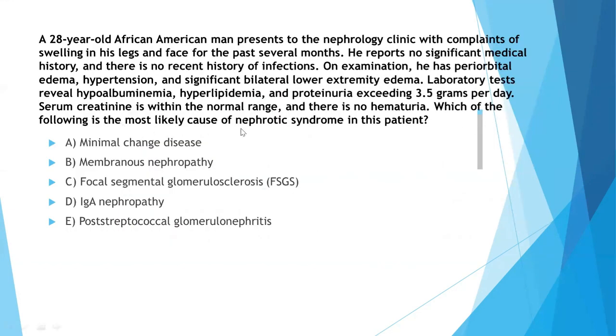So which of the following is the most likely cause of nephrotic syndrome in this patient? A 28-year-old African-American man presents to the nephrology clinic with complaints of swelling in his legs and face for the past several months. He reports no significant medical history and there is no recent history of infections. On examination, he has periorbital edema, hypertension, and significant bilateral lower extremity edema. Lab tests reveal hypoalbuminemia, hyperlipidemia, and proteinuria exceeding 3.5 grams per day. Serum creatinine is within the normal range and there is no hematuria. Which of the following is the most likely cause of nephrotic syndrome in this patient? Minimal change disease, membranous nephropathy, FSGS, IgA nephropathy, or post-streptococcal glomerulonephritis.